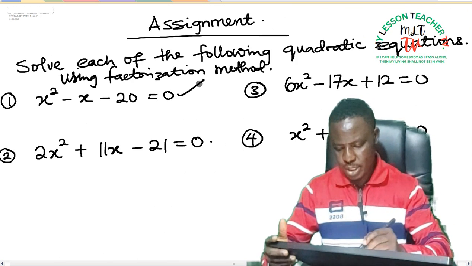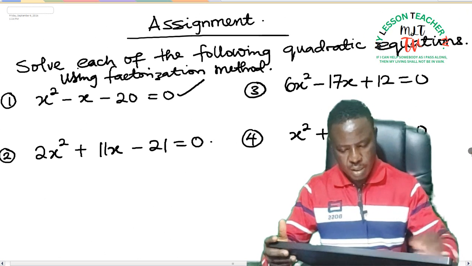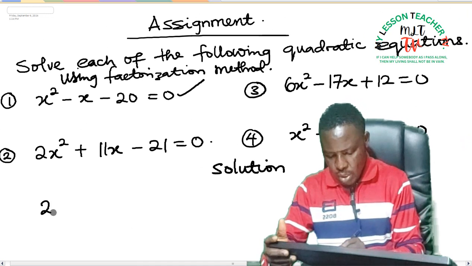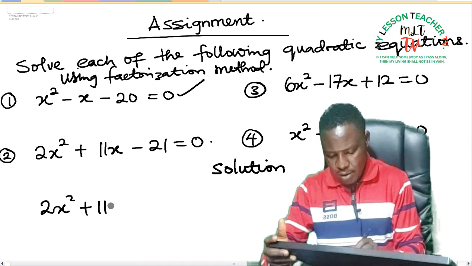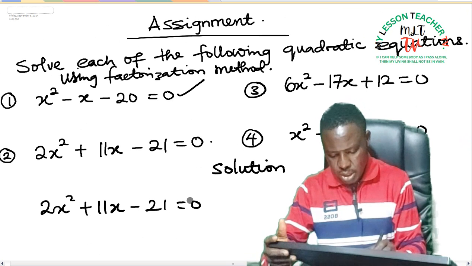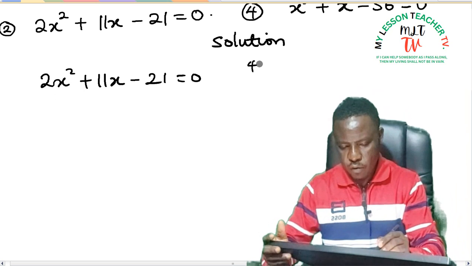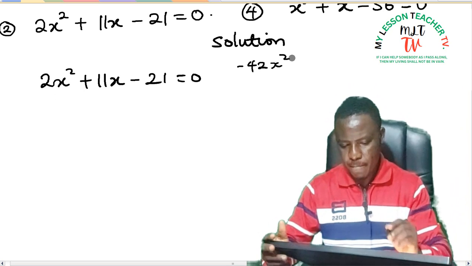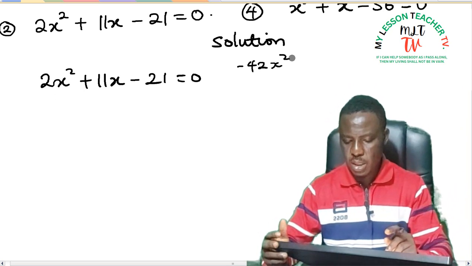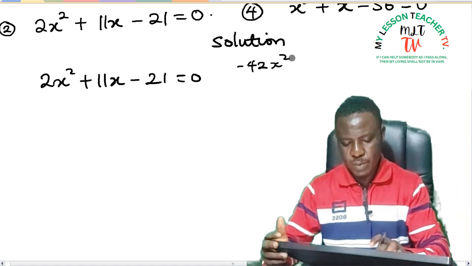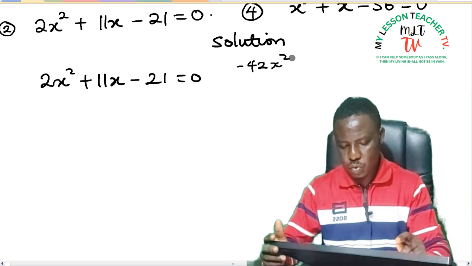Example 2, so we are done with this. Example 2, we have solution. This is 2x squared plus 11x minus 21 is equal to 0. We multiply the first term and the last term. This gives us minus 42x squared. So we then look for 2 terms. Now when you add them together, it gives you plus 11x. And when you multiply them together, it gives you minus 42x squared.